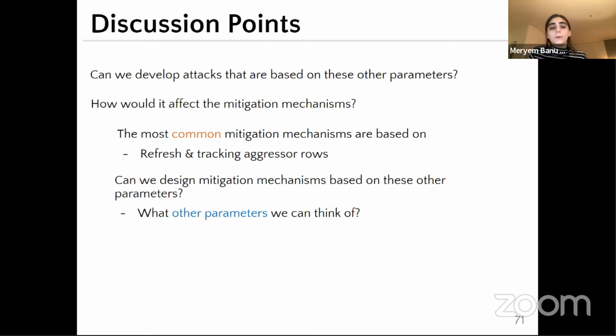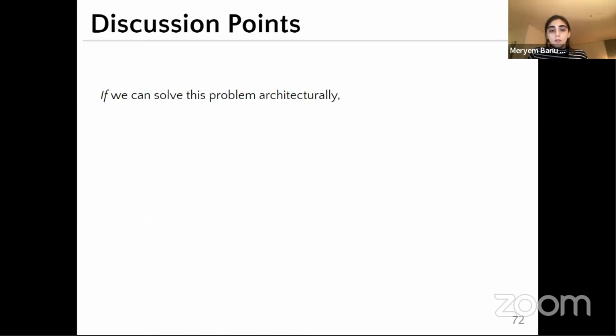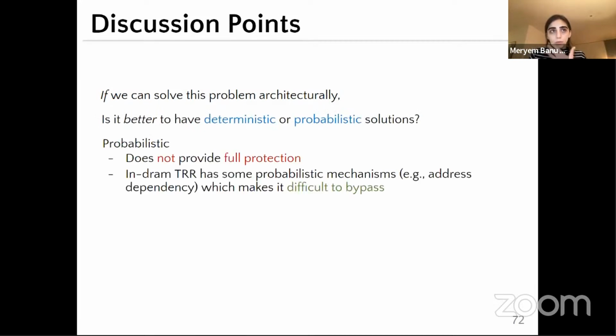Okay, I'm just continuing with my last point then. There are some circuit level solutions proposed, but we never talked about those kinds of things in this presentation. Let's assume that we can solve this problem architecturally, and we are going to solve this problem architecturally. I have a very broad question now. Do you think it's better to have deterministic or probabilistic solutions? Because for probabilistic solutions, we do not have full protection, right? Our protection mechanisms rely on some probabilistic mechanisms.